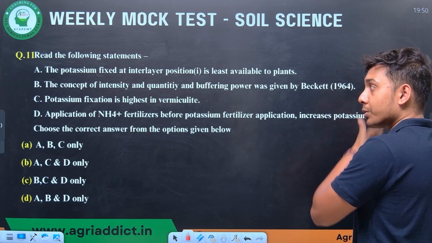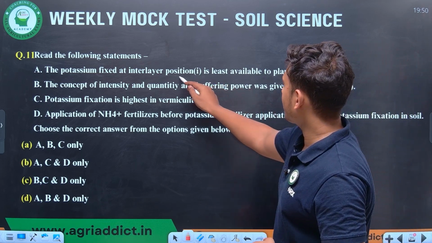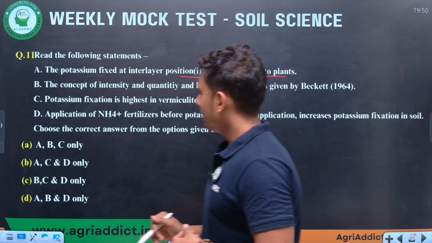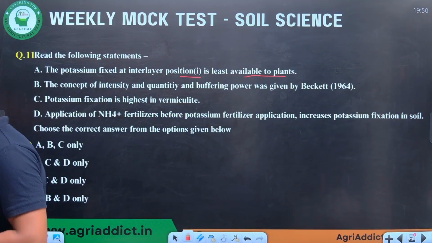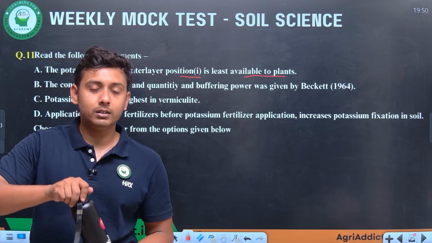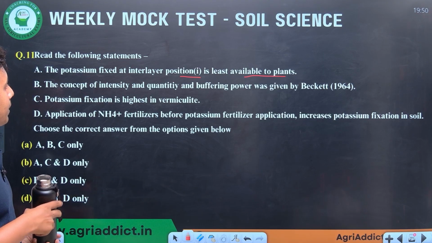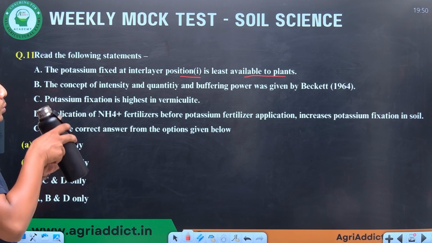Now comes the next question. The potassium fixed at interlayer position is least available to plants. Yes, that is true. The potassium which is fixed in the interlayer is least available to plants. And the next option: the concept of intensity, quantity and buffering power was given by Beckett. It is also true.